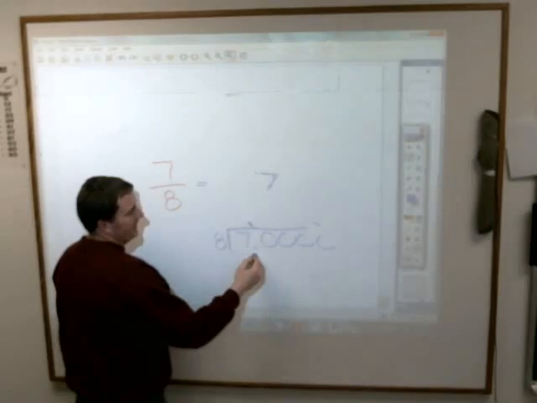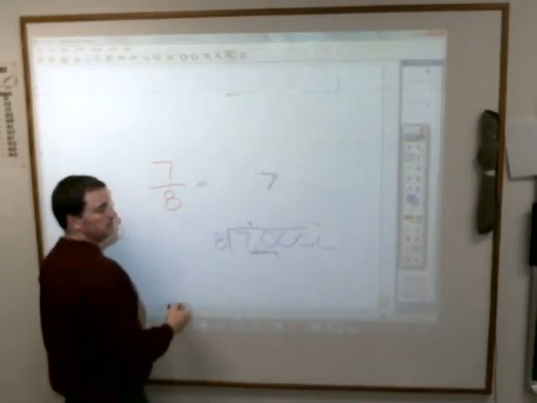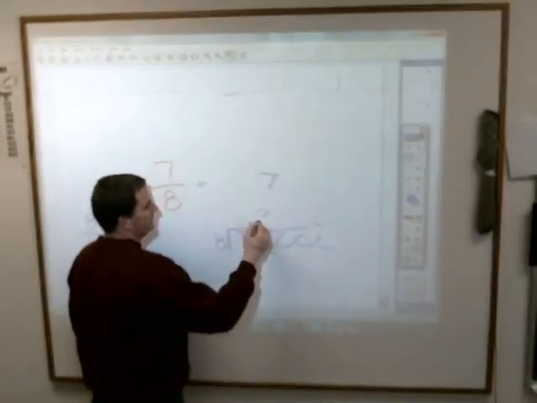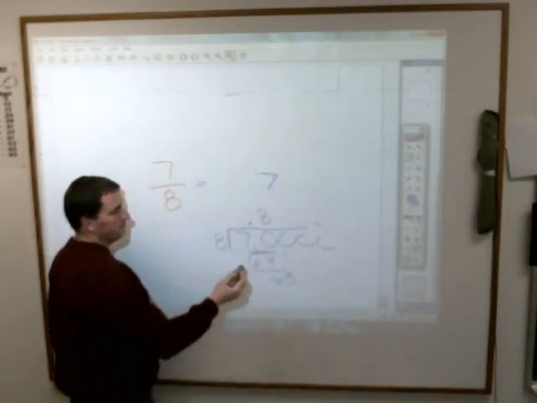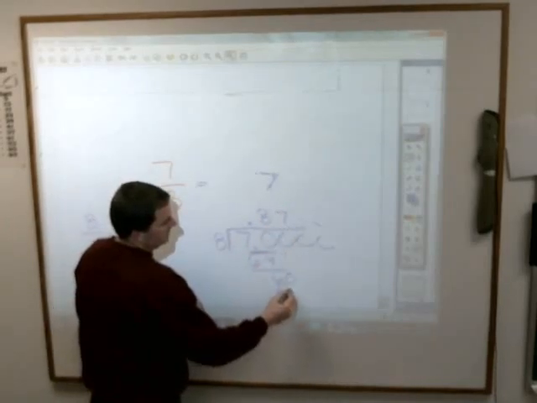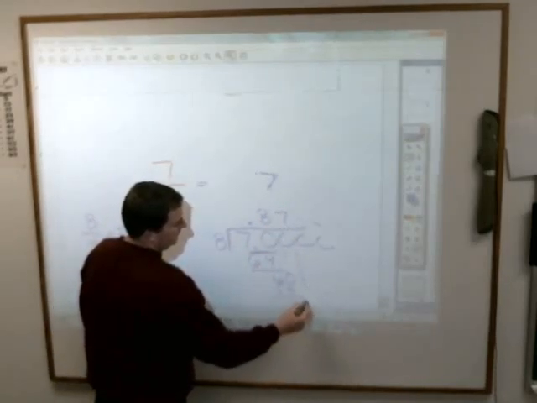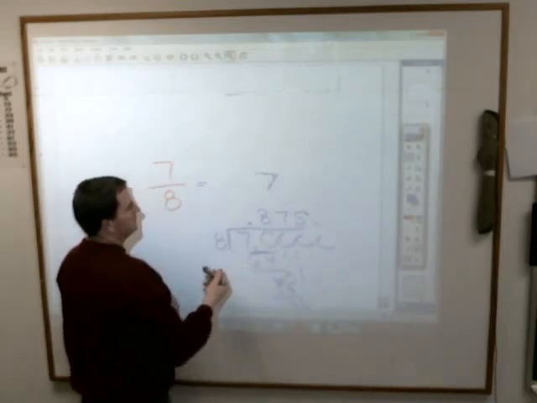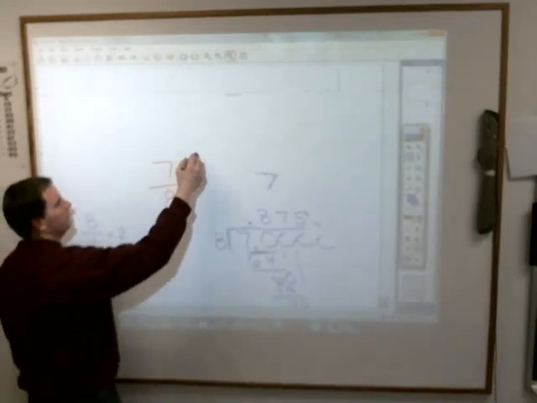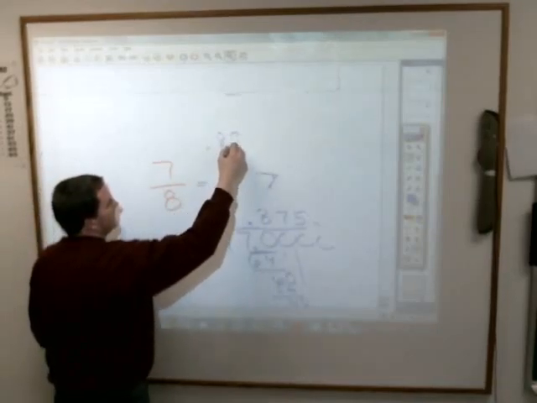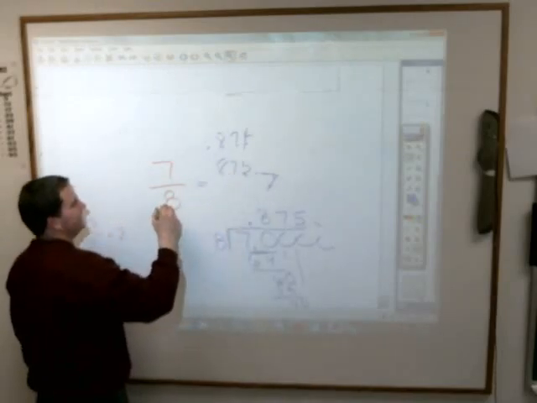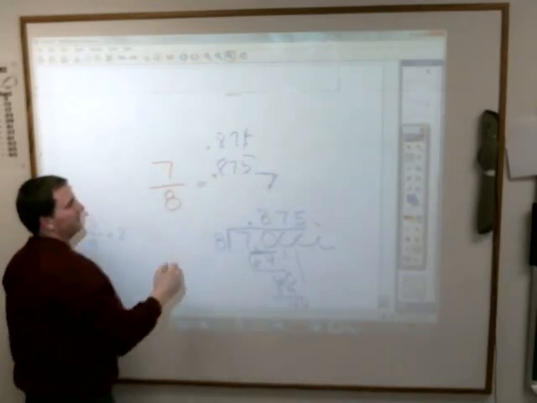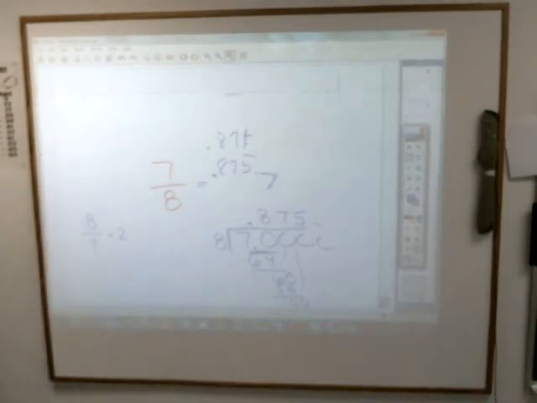How many times does 8 go into 70? 8 times, which is 64. How many times does 8 go into 60? 7 times, which is 56. And how many times does 8 go into 40? 5 times. So the 7/8 decimal equivalent is 0.875. For those of you who are baseball players, if you got up to bat 8 times and you got 7 hits, your batting average is 875, because batting averages are always out of 1,000.